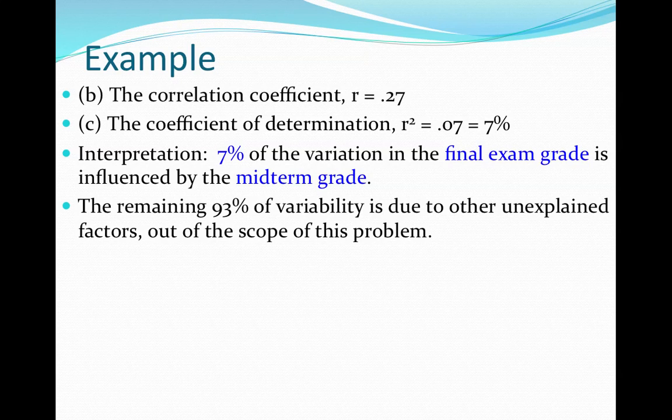The remaining 93% of variability is due to other unexplained factors outside the scope of this problem. So you've got only 7% influencing final exam grade. The remaining 93% is outside of the scope of the problem.